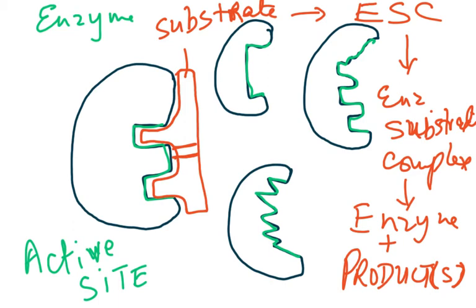So enzyme plus substrate is enzyme substrate complex, and the short for that is ESC. And then finally we have enzyme plus products or product. So we have to be clear on these terminologies: enzyme plus substrate, enzyme substrate complex, and then we have enzyme, and the final product, which could be one or could be two products.